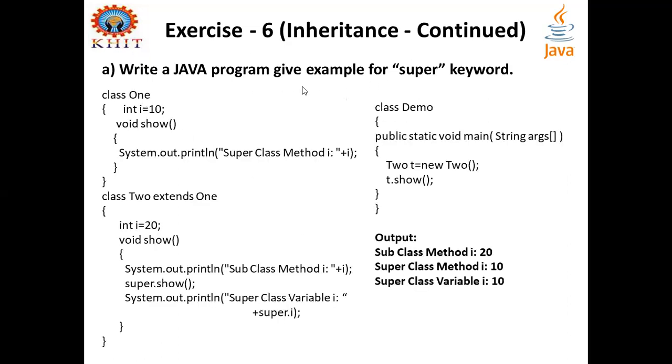Coming to this first example program using the super keyword, here we have a class called class 1 and one instance variable with the name i and a show function, and this show function displays a statement along with the value of this class 1 instance variable i. Coming to class 2, it extends the properties of the existing class 1. Now class 1 is a superclass, and class 2 becomes a subclass of class 1.